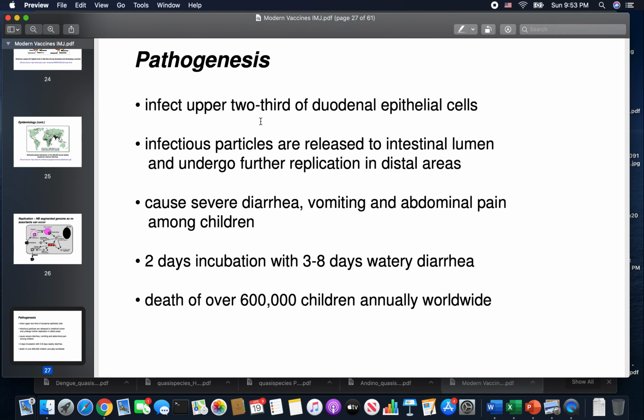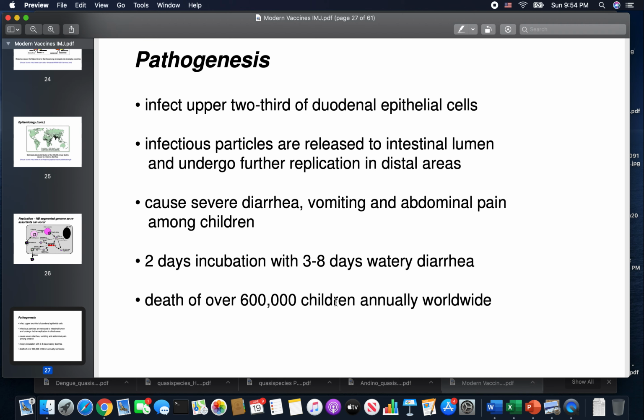They're going to infect the upper 2/3 of the duodenum's epithelial cells. So the duodenum is the little part right by where the stomach and the intestine meet. And the infectious particles are going to be released into the intestinal lumen, which means into the poo, and undergo further replication further down the enteric tract.